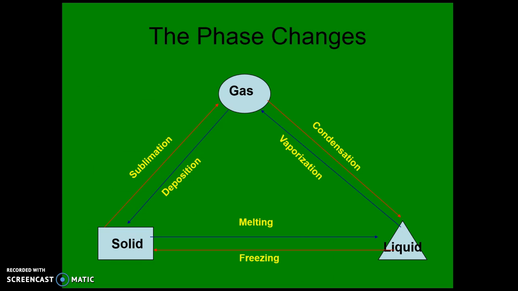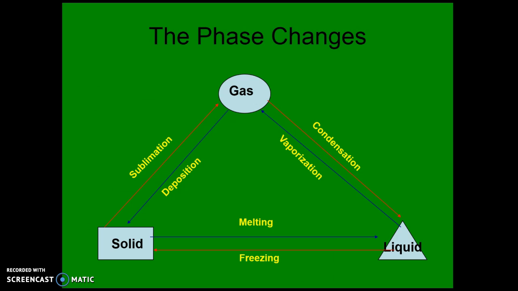Right here we've got a diagram that is showing us the different phase changes and what states of matter they go to and from. In each of the corners of the triangle shape, you will see a state of matter, solid, gas, and liquid. Then what you see is arrows. There are arrows that are red and arrows that are blue. The arrow is pointing in the direction in which the state of matter changes from.